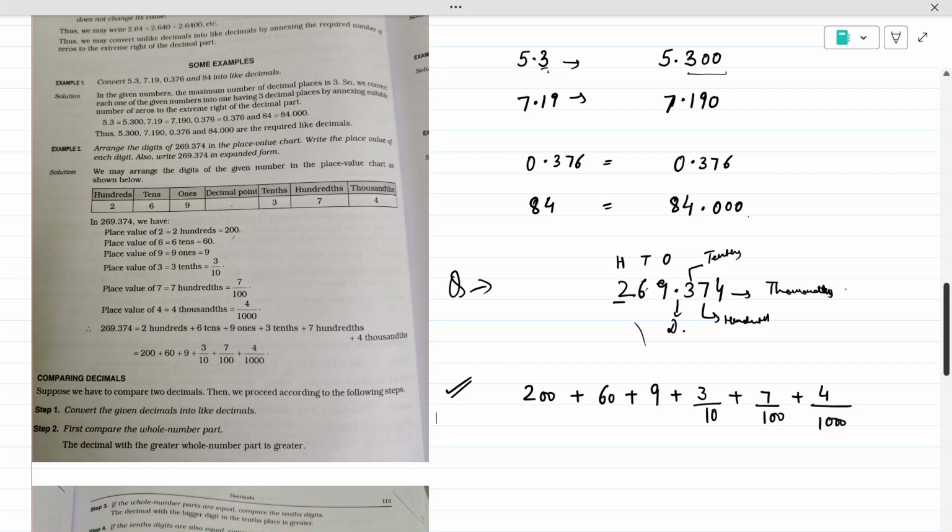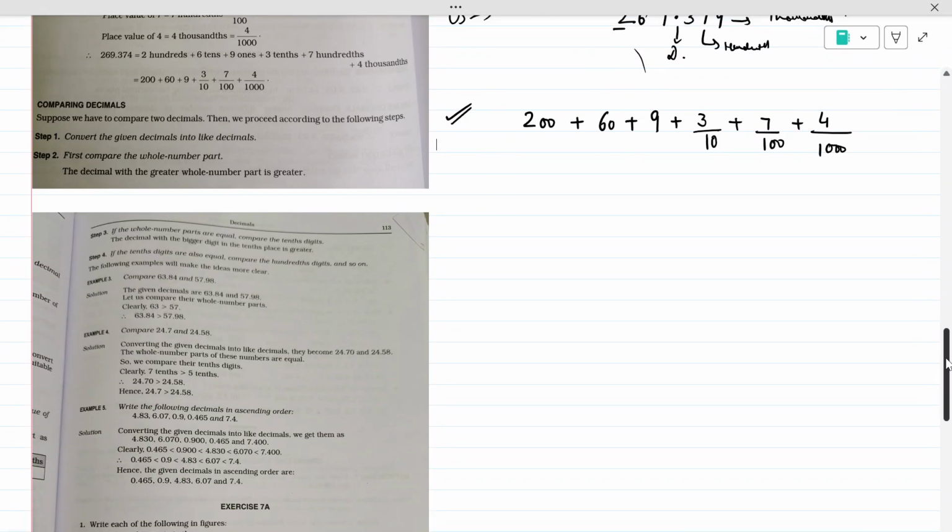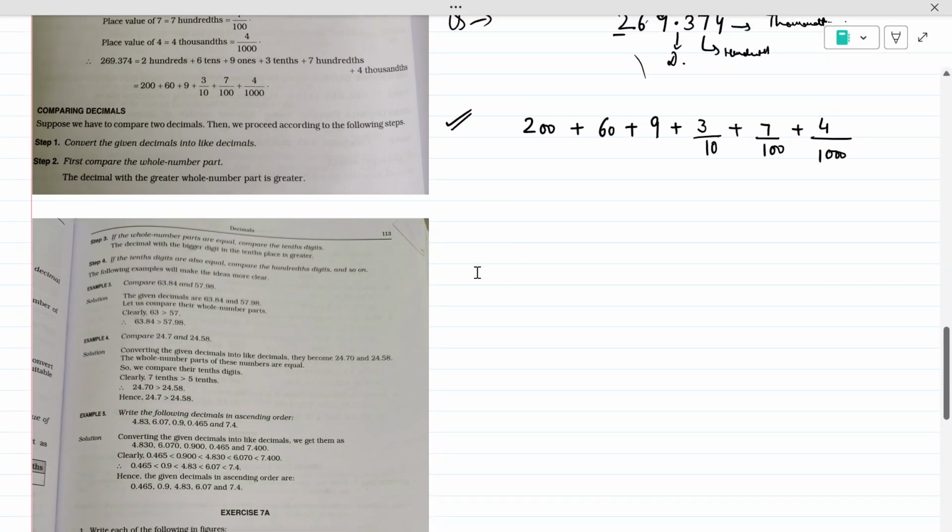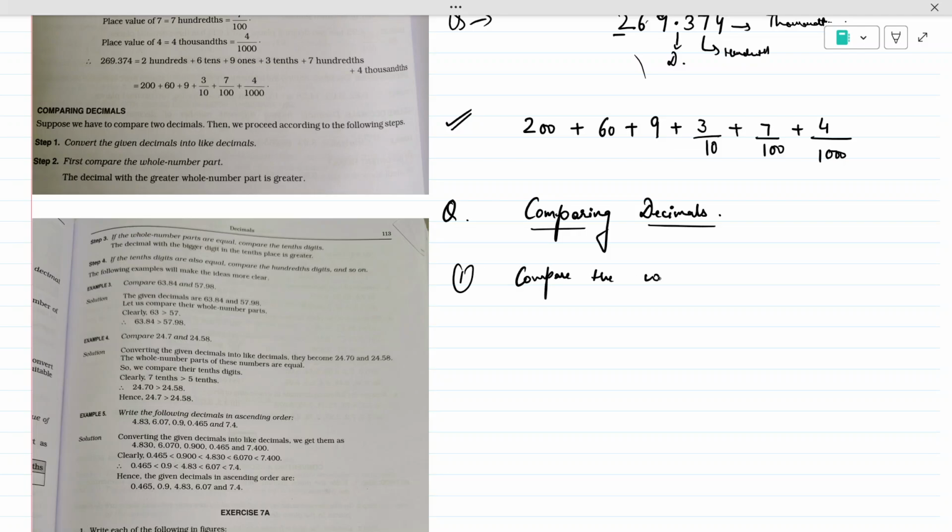Next what we have is comparing the decimals. So kids, understand this. I'm writing here comparing decimals first. Whenever we have to compare the decimals, the first rule is always to compare the whole part of it, the whole part of the decimal.